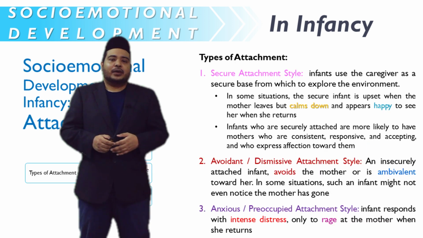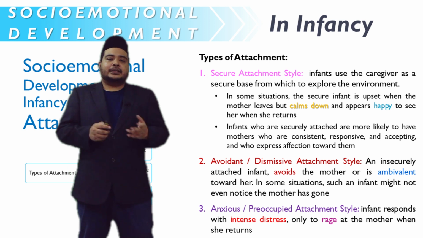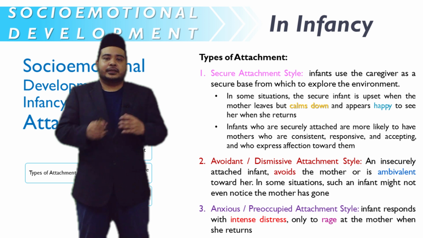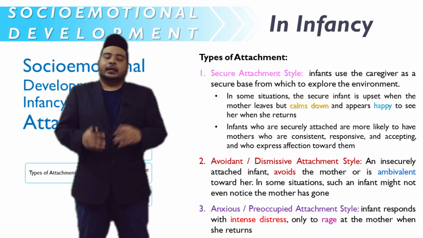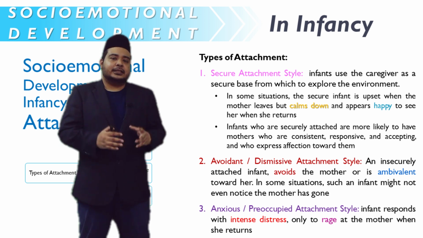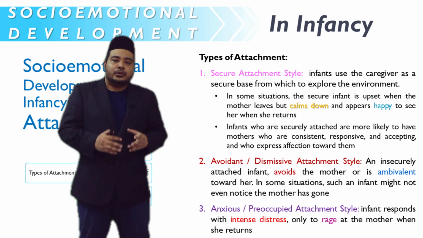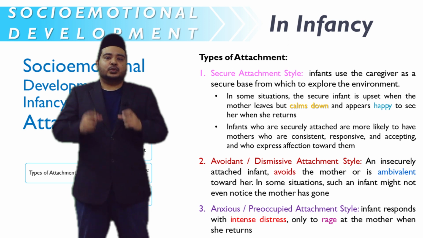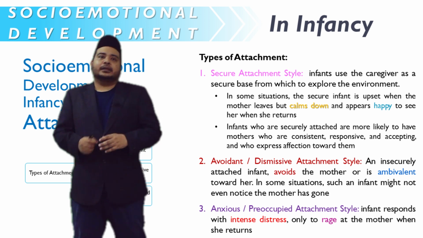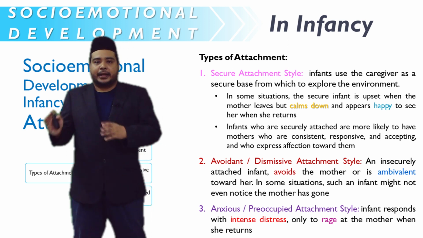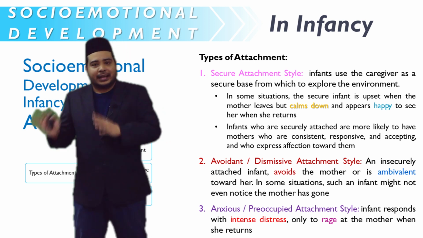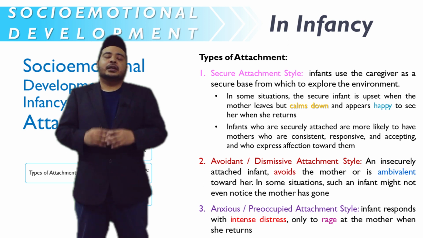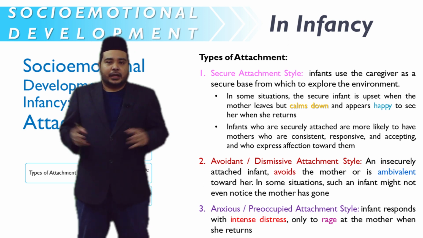Okay, let's look at them one by one. The first type of attachment that we can observe in infants is the secure attachment style. Infants that have this attachment style use the caregiver as a secure base from which to explore the environment. They will always go back and rely on their parents, on their bond with their caregivers, in order to explore their environment.